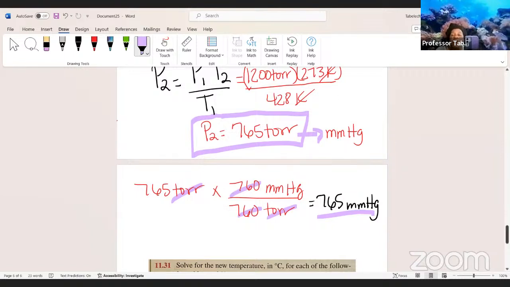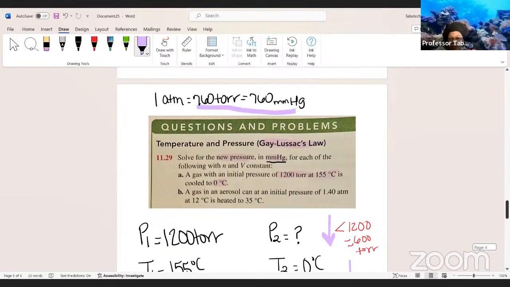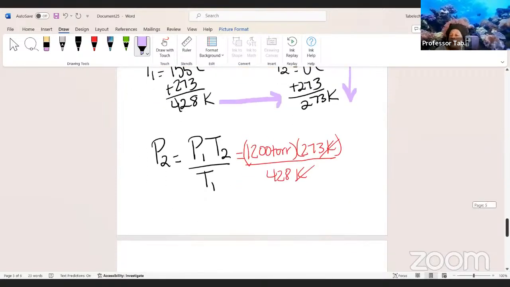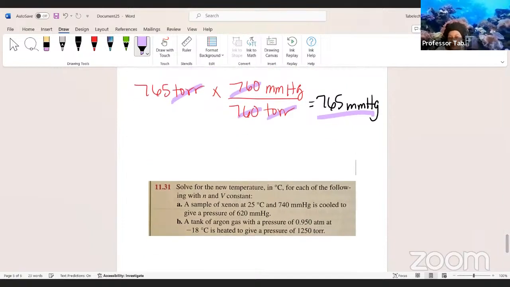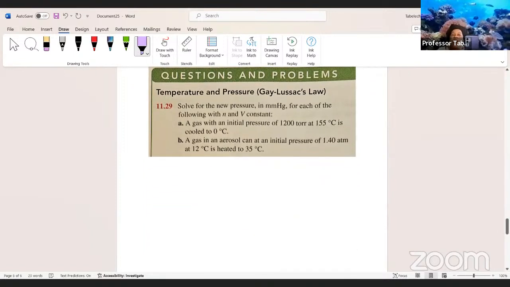Now, we've got another problem right here. Notice how, wait, let me see. Oh, we didn't do letter B. My bad. We didn't do letter B. So let's do letter B now. Different problem, but they still want you to put the answer in millimeters of mercury because this time you have an ATM. So, excuse me, let's go ahead and put this one down here now.